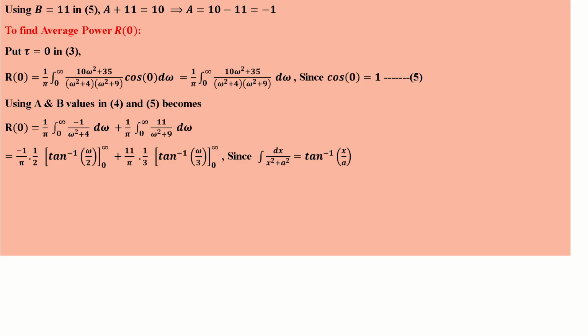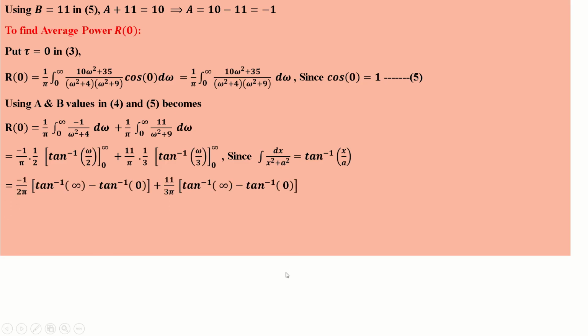We know integral of 1 by (x square plus a square) is equal to 1 by a tan inverse of x by a. Here instead of x you are having omega, instead of a you are having 2, because 4 can be written as 2 square. So omega square plus 2 square, which is equal to 1 by 2 tan inverse of omega by 2, lower limit 0, upper limit infinity. Plus similarly the second one, 11 by pi, here omega square plus 3 square, a equal to 3 and x equal to omega, 1 by 3 tan inverse of omega by 3, integral 0 to infinity.